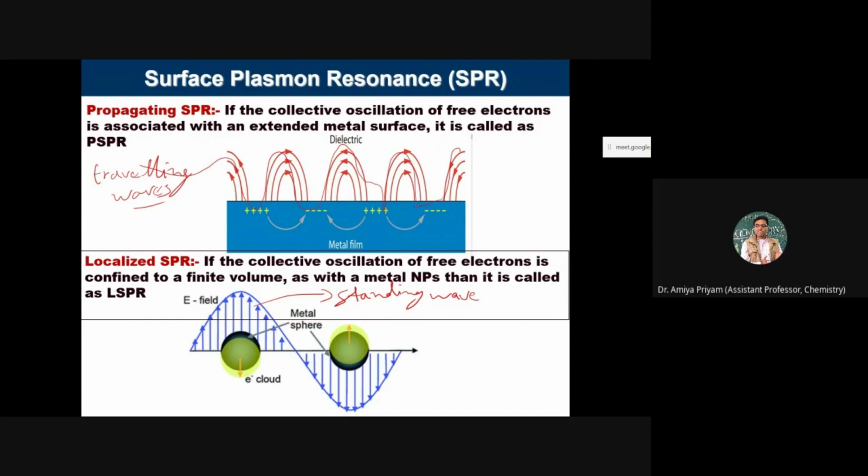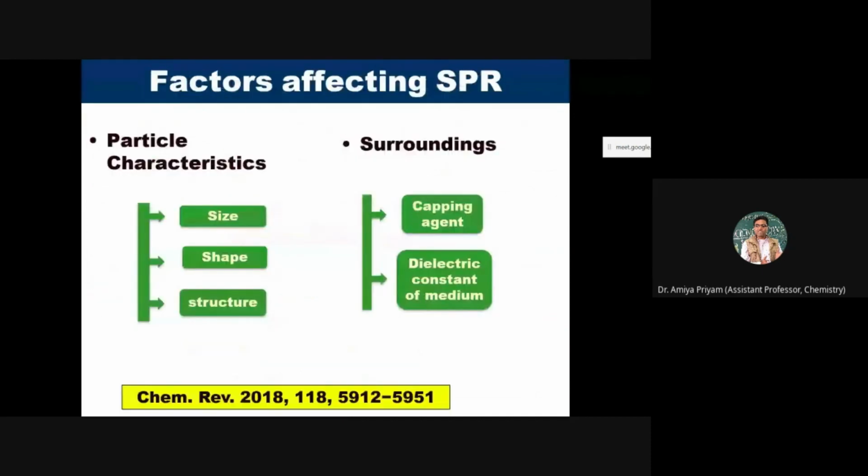Now we should understand what the factors are that affect this SPR, surface plasmon resonance. It is the size of the nanoparticle, shape, structure, all these things. So it is the very inherent nature of the nanoparticle, which can affect it. Then the surroundings, the capping agent, the dielectric constant of the medium, are also going to affect it.